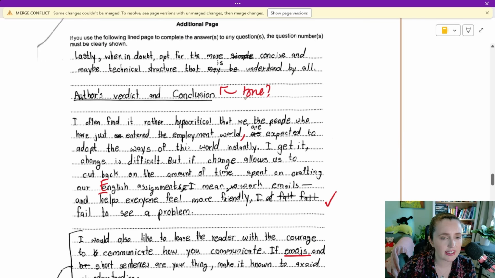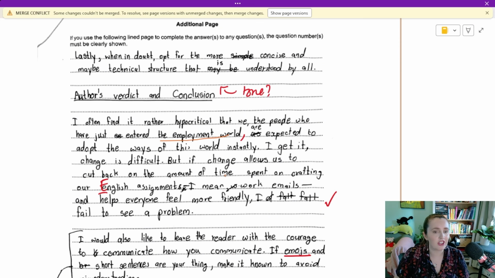Here, author's verdict and conclusion. Quite formal for a school magazine article, I feel. I often find it rather hypocritical that we, the people who have entered the employment world, a little bit clunky, are expected to adopt to the ways of this world instantly. Why? If she would have said why there, she could have got some evaluation.